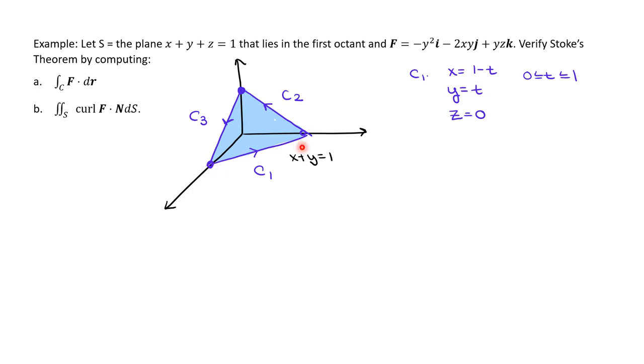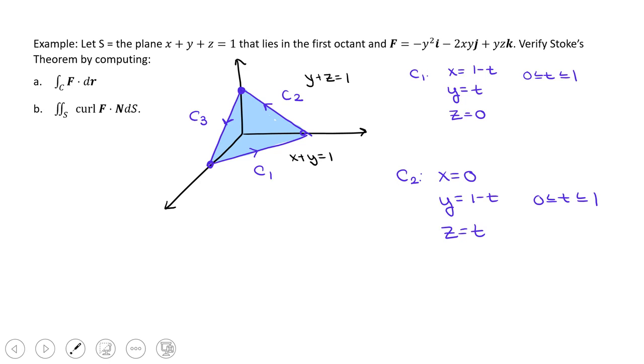This line C1 is in the xy plane, so the z values are always 0. So there's the parametric form of that first part of my path. And then C2 lies in the yz plane, so the x values are always 0.